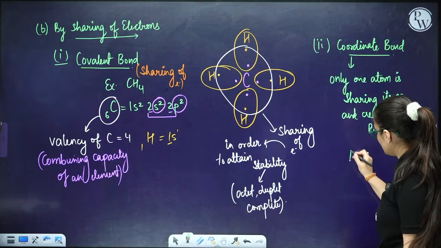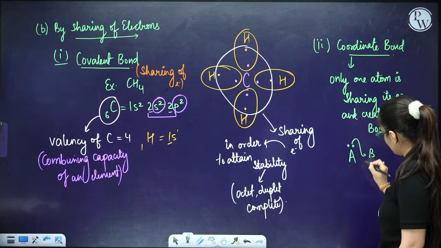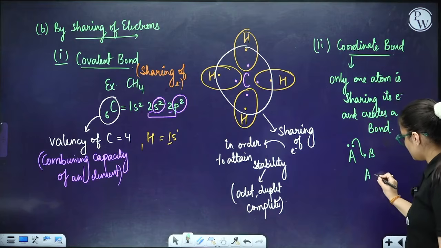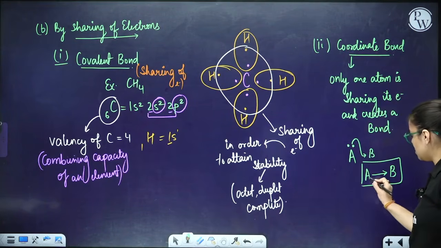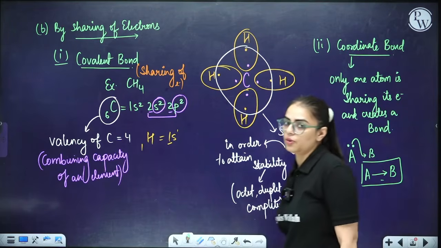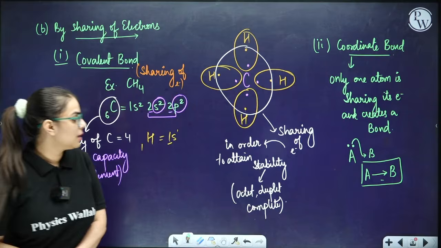For example, if A has electrons and B doesn't have electrons, A will share the electrons with B. When it is sharing, the arrow will be made in such a way. That means A is sharing and A holds electrons. B does not have electrons. A is sharing its electrons with B. Clear everybody?